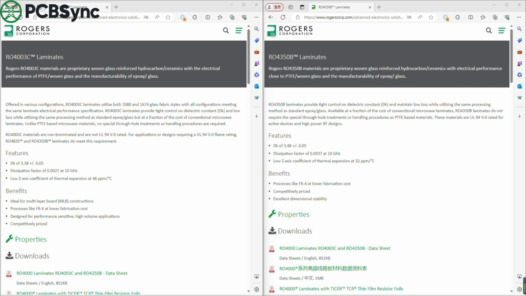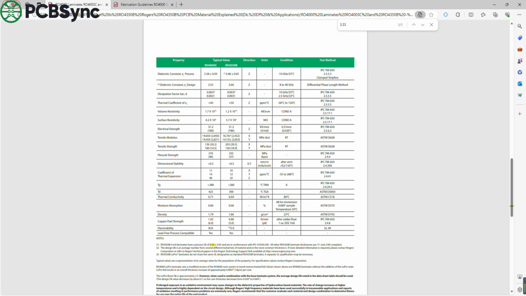Let's take a look at the datasheet. The process dielectric constant of RO4350B is 3.48 plus or minus 0.05. For RO4003C, it's 3.38 plus or minus 0.05. When used for transmission line design, the design dielectric constant for RO4350B is 3.66, and for RO4003C, it's 3.55.